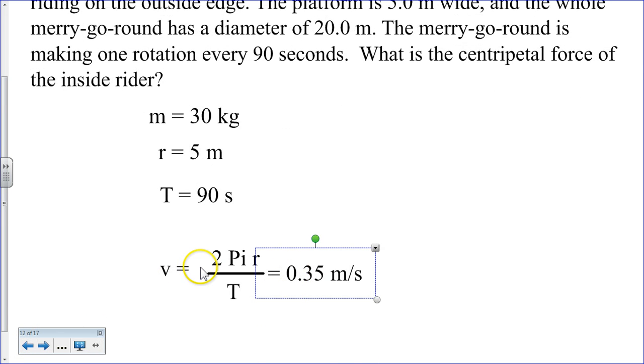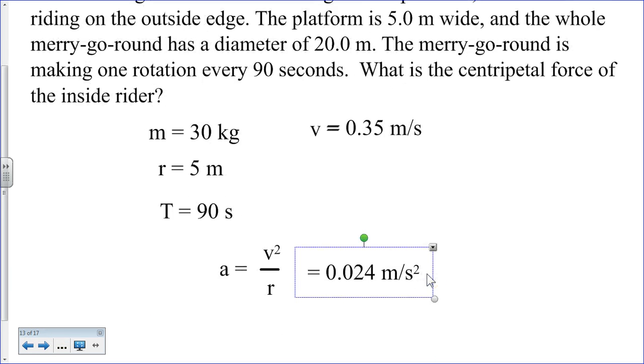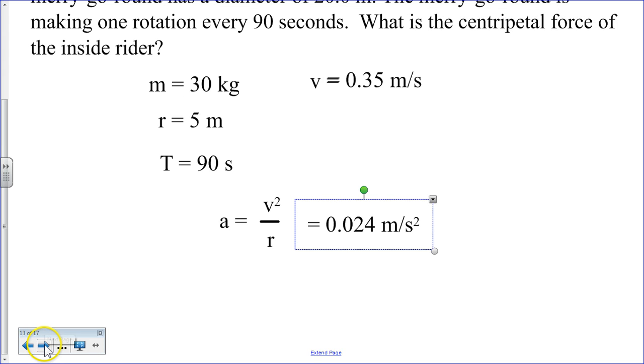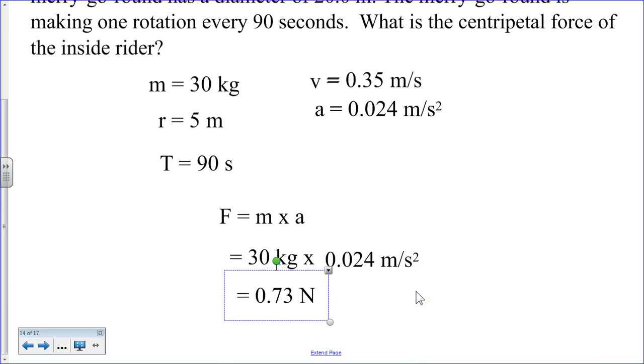Once again, we could figure out the velocity, 2 pi r over t, and we get 0.35 meters per second, kind of just slowly going around. We can take that velocity and calculate the acceleration, and the acceleration towards the center is 0.24 meters per second squared. And now we're going to do force is equal to mass times acceleration. This time I gave you the mass, we calculated the acceleration, and we're going to go back and figure out the force at 0.73 newtons.